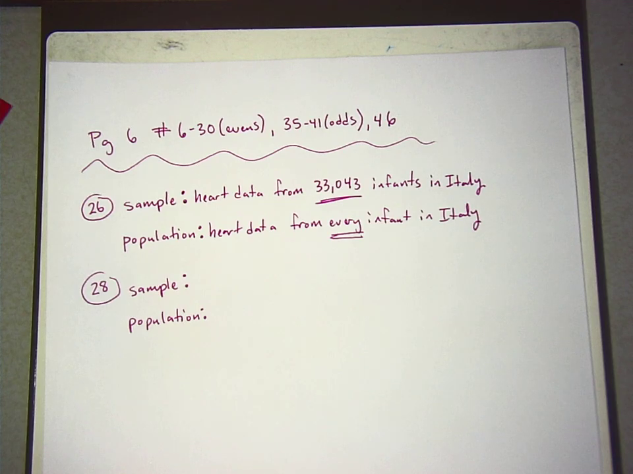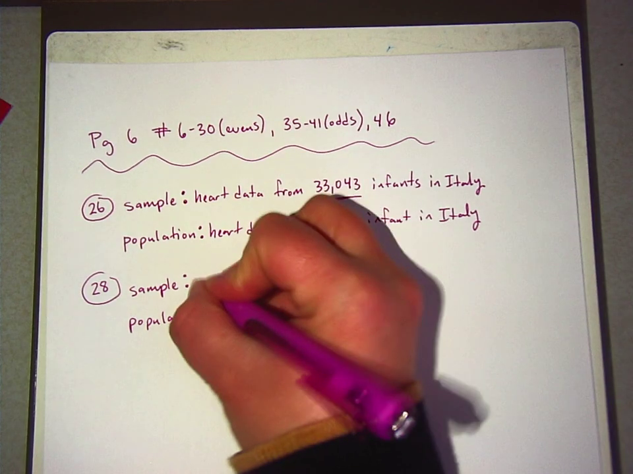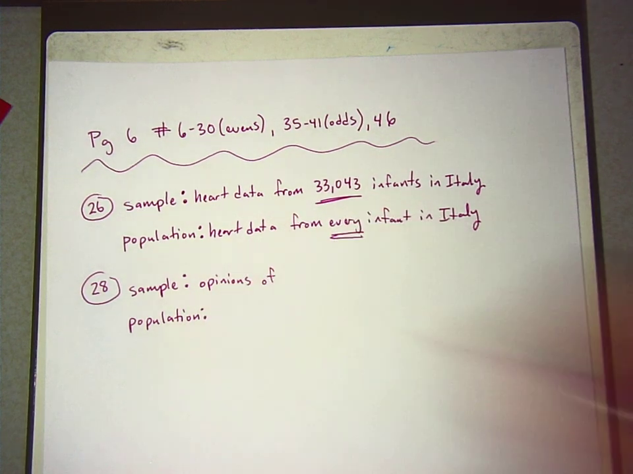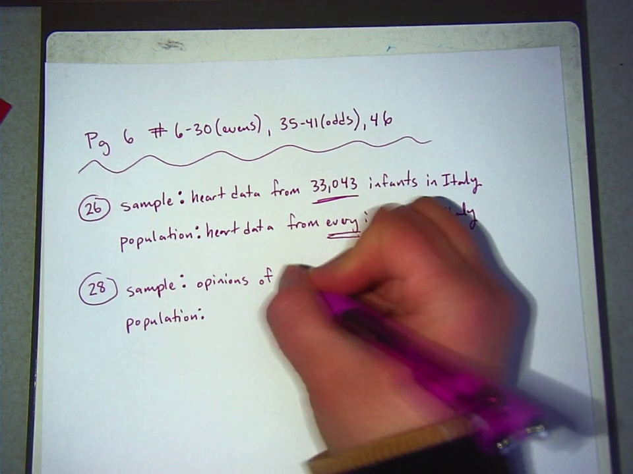Why don't you try number 28 right now? So it looks like 5% consider pet friendliness as an important factor for choosing a hotel. Okay, so what data did we get from them? It sounds like we asked people their opinions. That sound right? So the sample is the opinions of, what was it, 1,012 US adults?